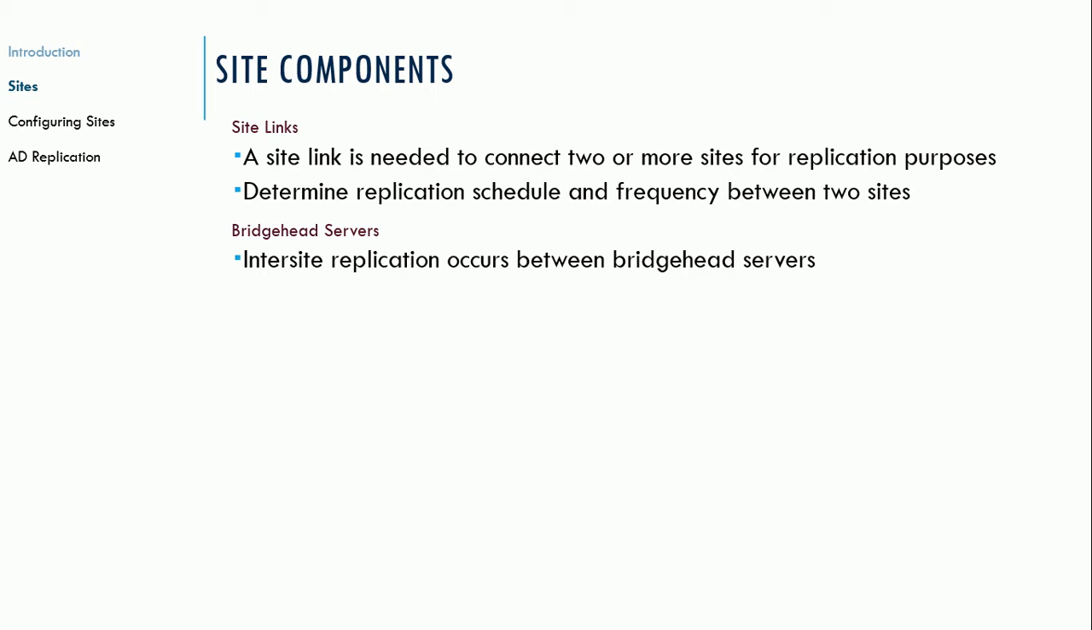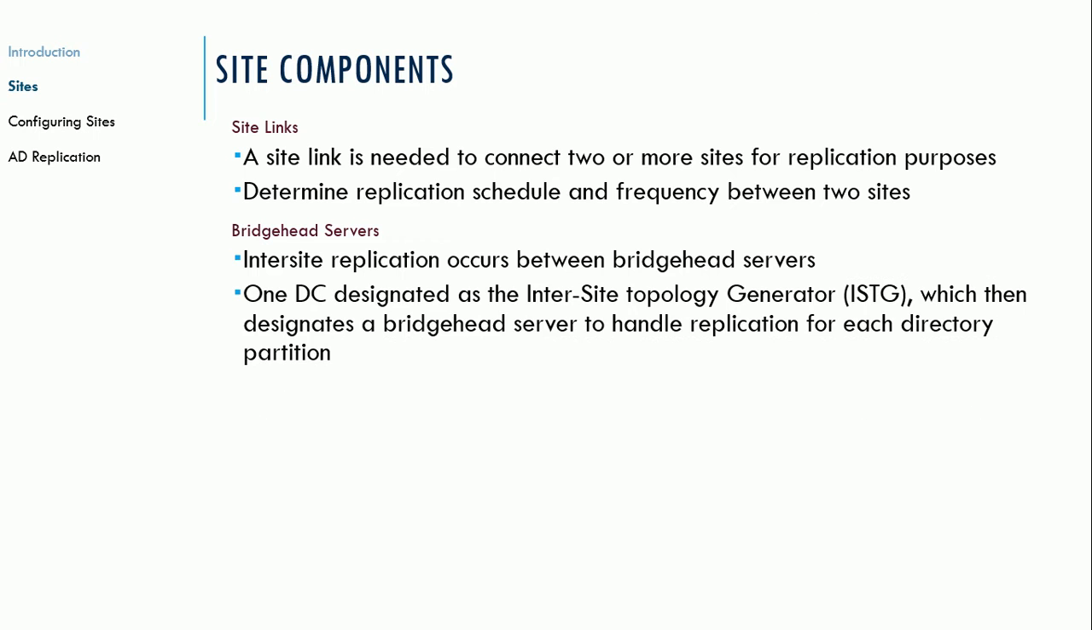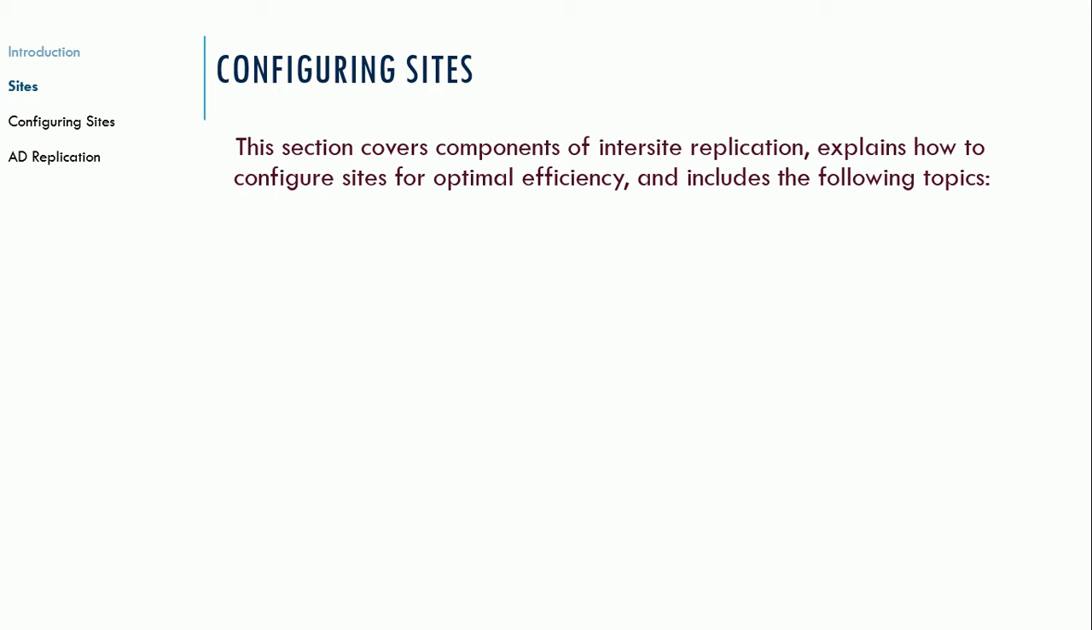That way, we're cutting down on the amount of traffic. We don't need sort of a storm of replication happening across the entire network. So that's what a bridgehead server does for us. You're basically designating one of your domain controllers as the bridgehead, which is essentially the intermediary for all this replication that's happening.